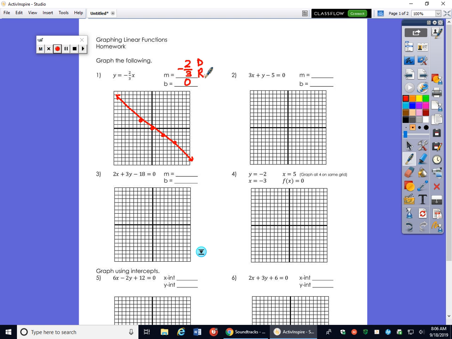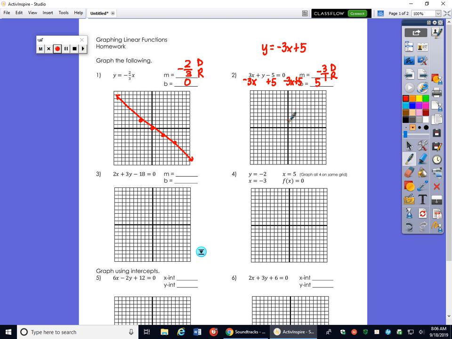Number 2, we have to solve for y first. So if we move the 3x and move the 5 to the other side, we're going to end up having y equals negative 3x plus 5. So that's going to be a negative 3. I'm going to put that over 1, so that's going to tell us down and right. And then a 5 for the y-intercept.